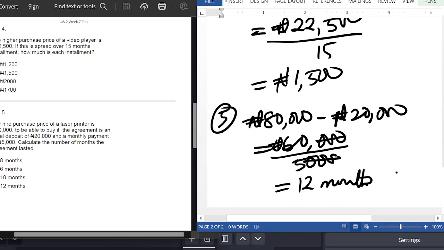So that means the option is D. The buyer will complete the payment for this printer in 12 months. So that's what it means.